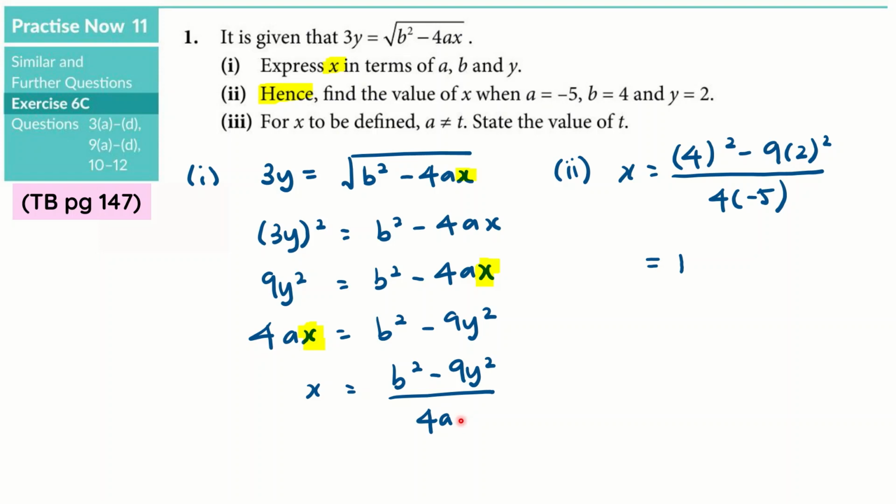Can we divide by 0? We can't. So because we cannot divide by 0, it causes my x to not be defined. I cannot find a value for x. So this value of t over here is none other than 0.